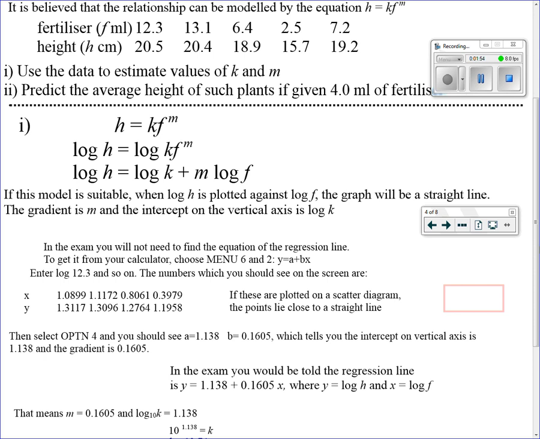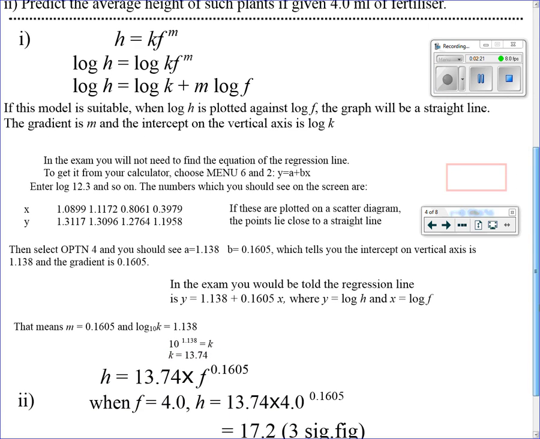In fact, if you did plot them on a scatter diagram, the points would lie close to a straight line. R, which is a measure of how close the points are to a straight line, is actually 0.98656. That's close to 1. So a regression line using this equation will give dependable predictions.